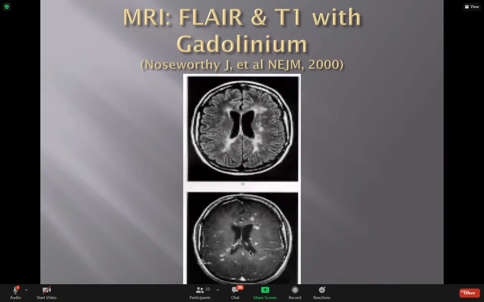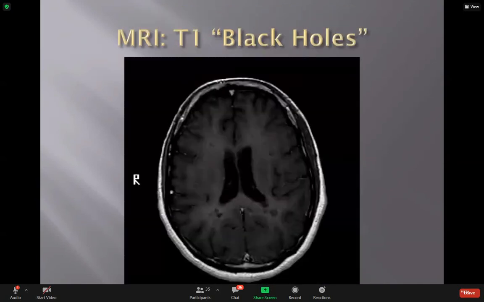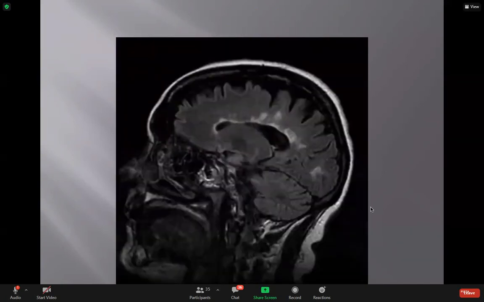You give contrast. You notice that some of the lesions are enhancing, not the whole picture is enhancing. This is a T1 with contrast, and you see some of these periventricular lesions enhancing. So that tells you that there is dissemination in time in this image. But it also shows you the helpfulness of gadolinium. It tells you that this is an active process. Black holes is just a name for well-established lesions. They look black on T1. Don't need to worry about this one.